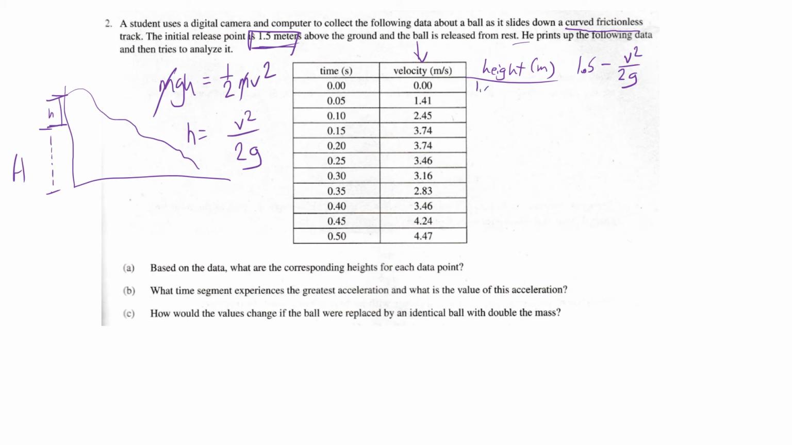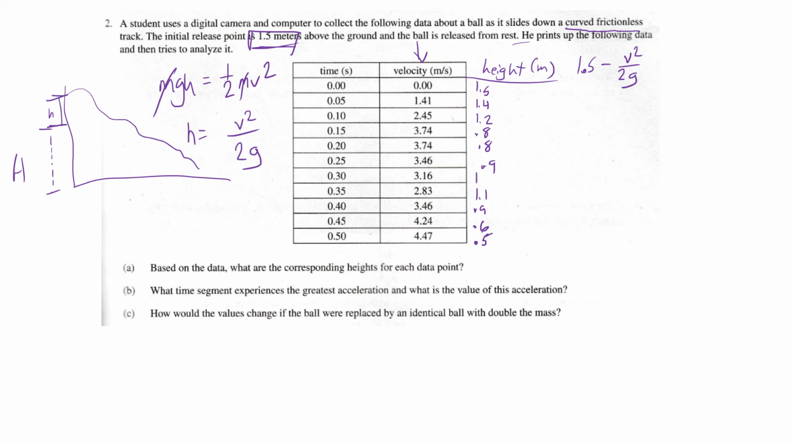So 1.5, 1.4, 1.2, 0.8, 0.8, and that's a good sign because those are the same speed. That should be the same height. 0.9 slows down. It should be going up. 1, 1.1, 0.9, 0.6, and 0.5. And there we go. So those are the heights for each point there.